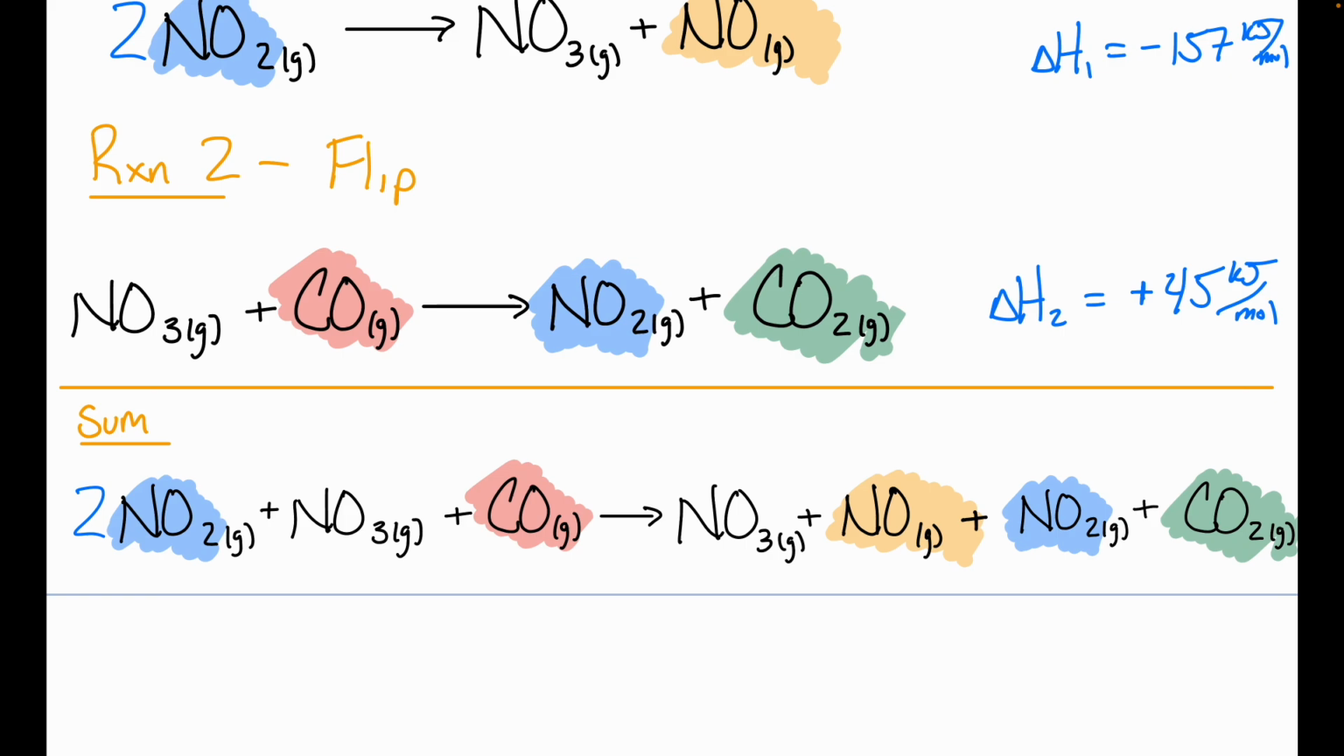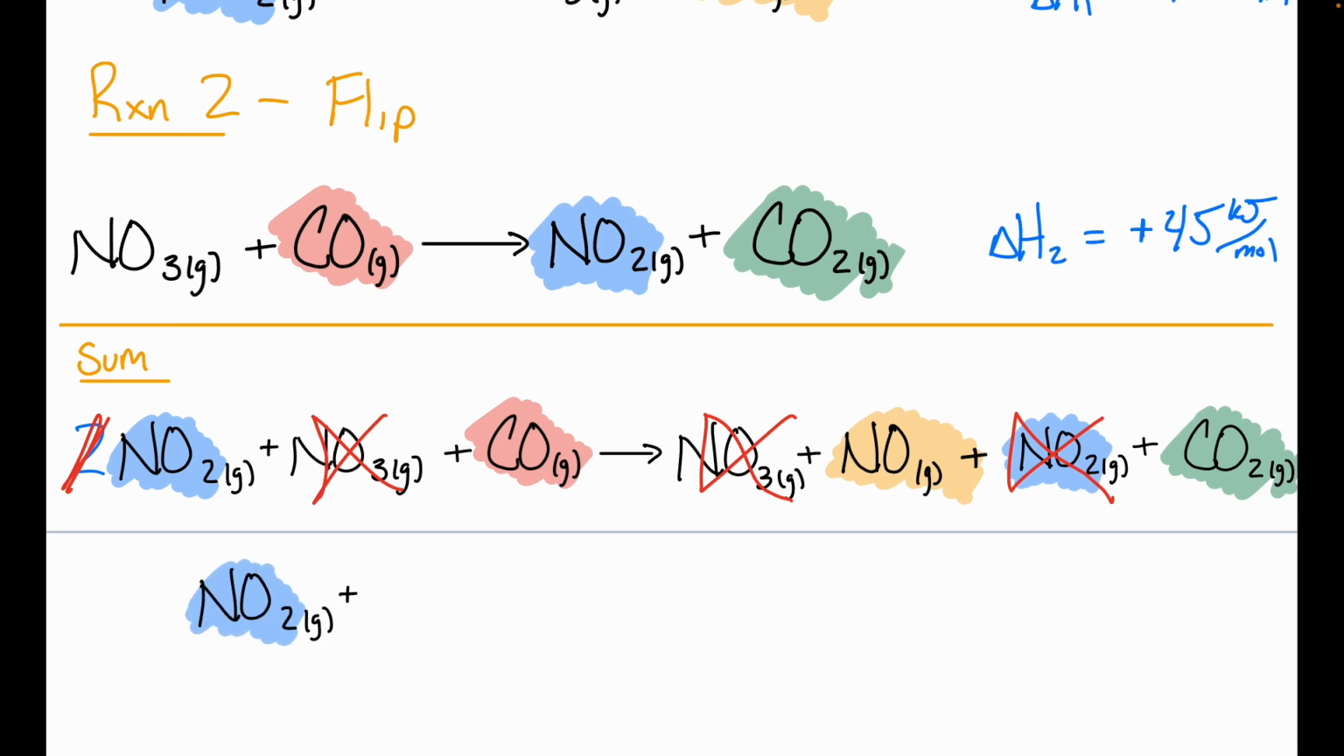We better be able to get rid of that nitrogen trioxide because that doesn't appear anywhere in my overall chemical equation. All right, I have two nitrogen dioxides on the reactant side, but only one on the product side. So that means I get to cut this one from the product side and reduce it to just one on my reactant side. All right, and now I have that overall chemical equation, nitrogen dioxide plus carbon monoxide gives me nitrogen monoxide and carbon dioxide. A lot of oxide talk.